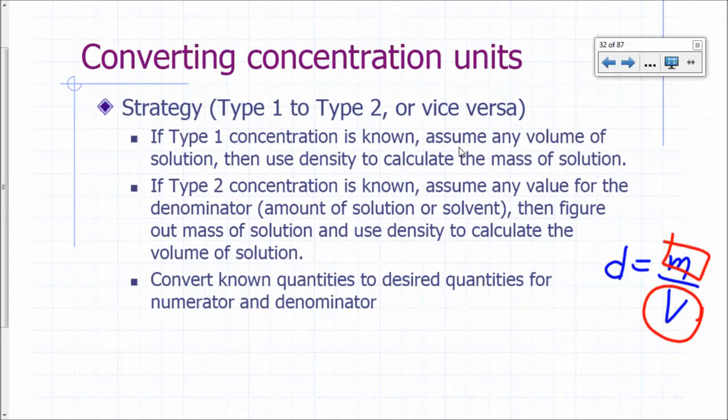So if you have a type 1 concentration, assume any volume of the solution. That's a good strategy to use. Then use the density to calculate the mass of the solution. If you know the type 2 concentration, then assume any value for the amount of solvent or solution. Assume a value for the mass or moles of solution or solvent. Then figure out the mass of the solution. And once you know the mass of your solution, you use the density to change that to volume of solution. And then you can figure out all the amounts you need to calculate whatever concentration unit you're interested in.